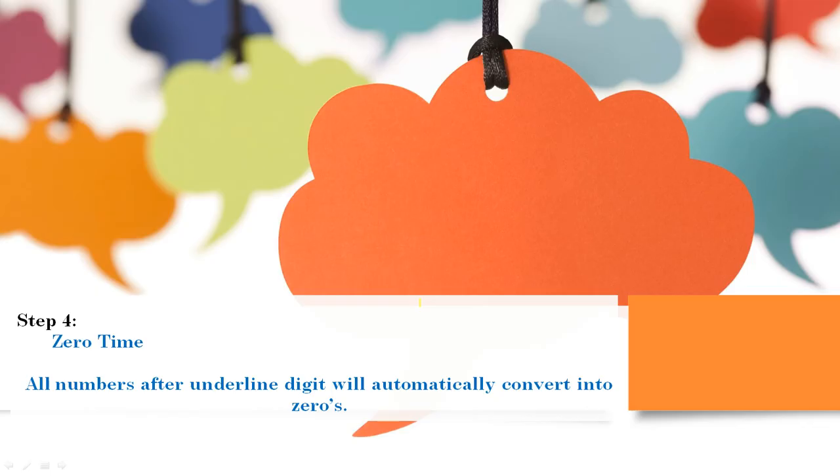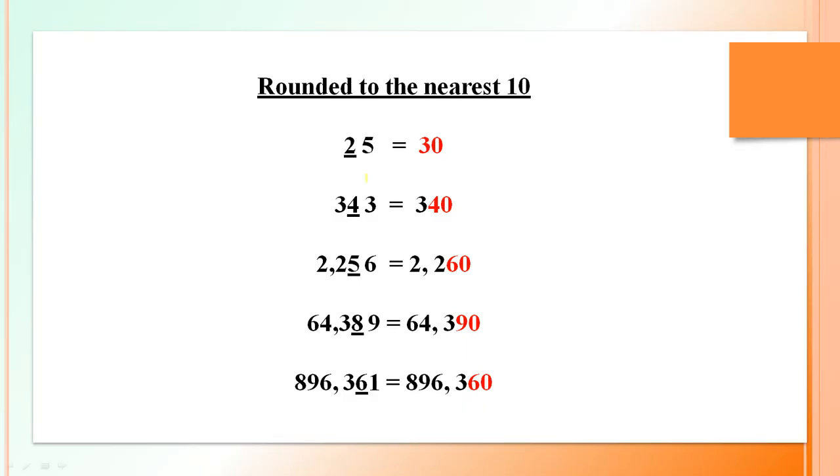Yes, after step number 3 comes step number 4, the 0 time. All numbers after the underlined digit will automatically convert into 0, and after this all numbers will be 0. So this is called the 0 time. How many digits are here? Just apply and convert all of these into zeros. This is the final step.